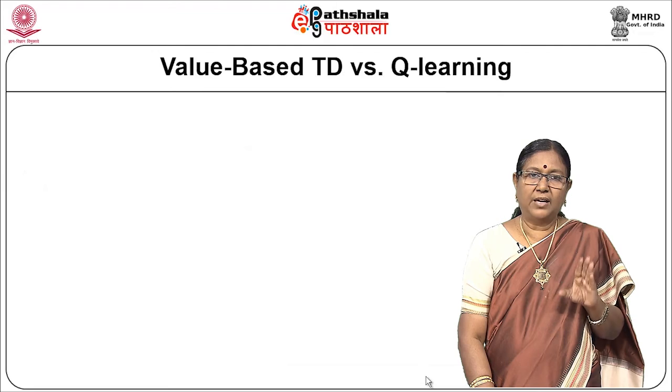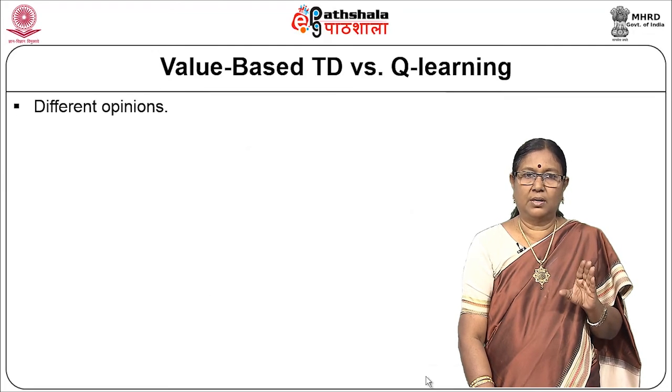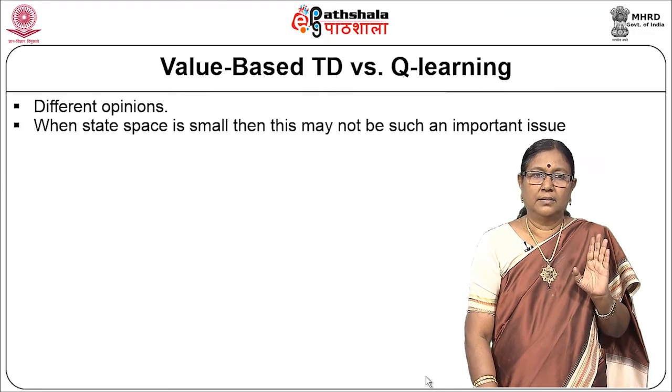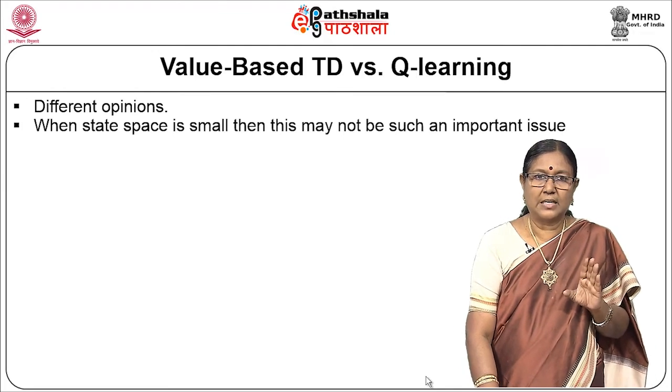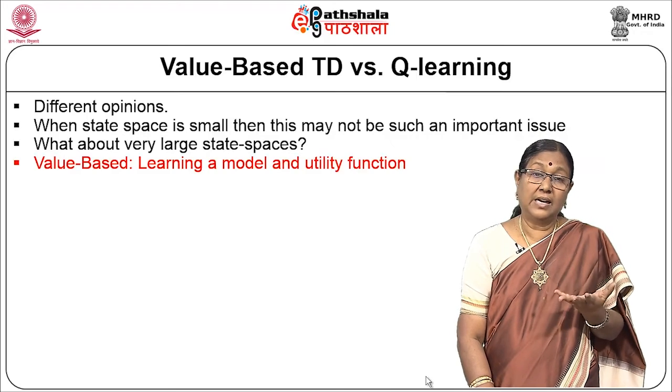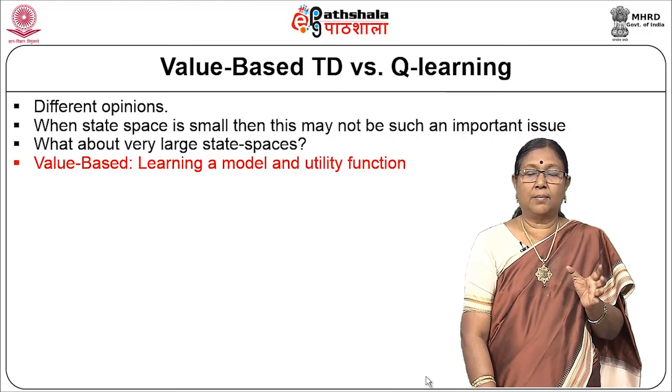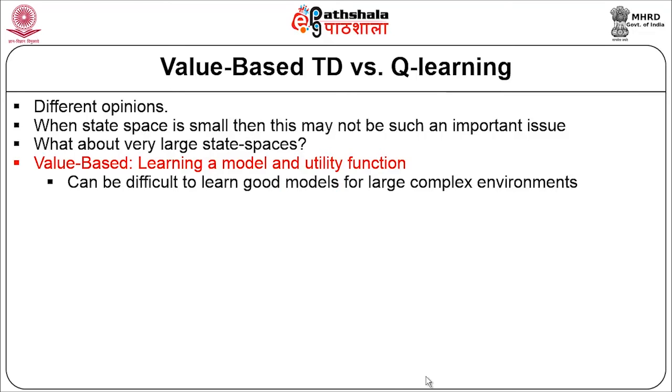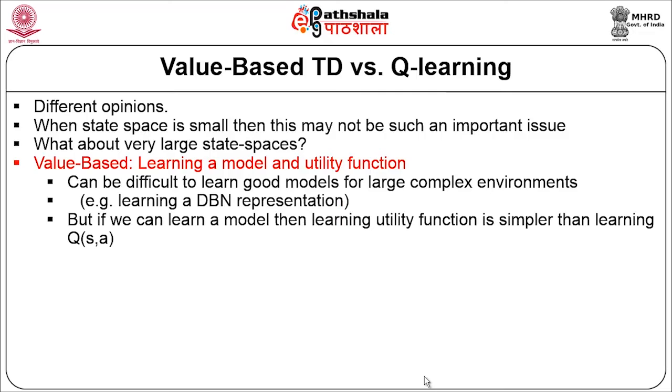So, value based temporal difference versus Q learning. There are different opinions to this. When the state space is small, then this may not be much of an important issue. When there are very large state spaces, value based learning with a model and utility function can be difficult, as it is hard to learn good models for very complex environments. But if you can learn a model, then learning a utility function is simpler than learning Q. So, it depends on whether you can learn the model. You can also reuse the model for a related problem, that is one of the advantages.